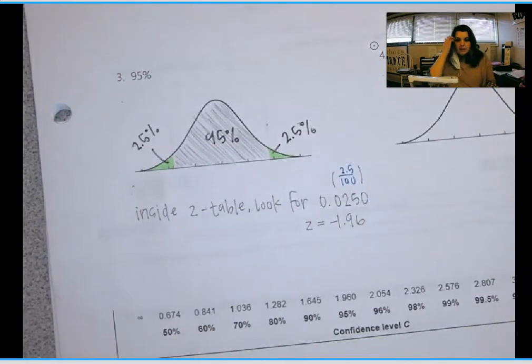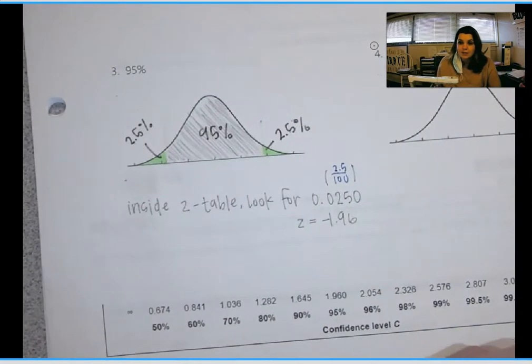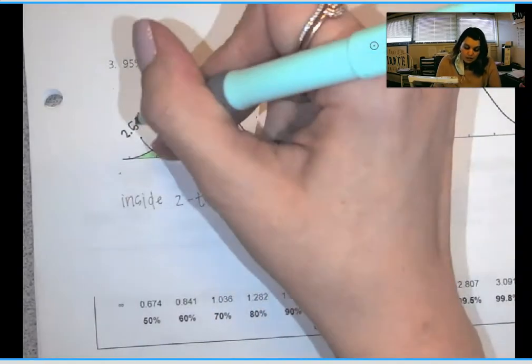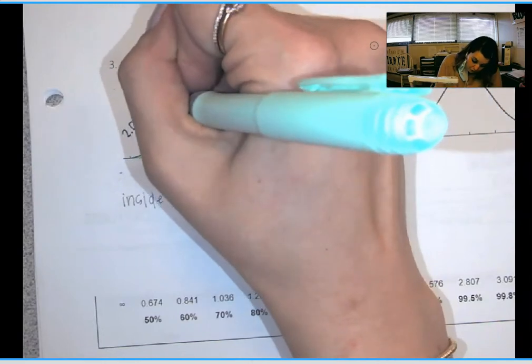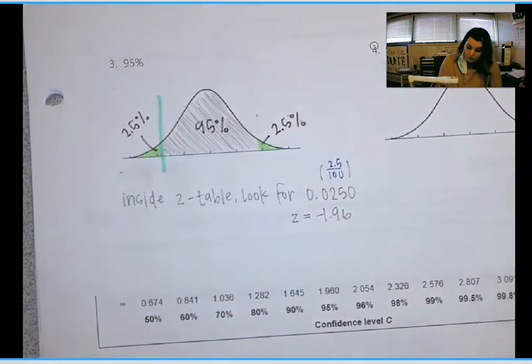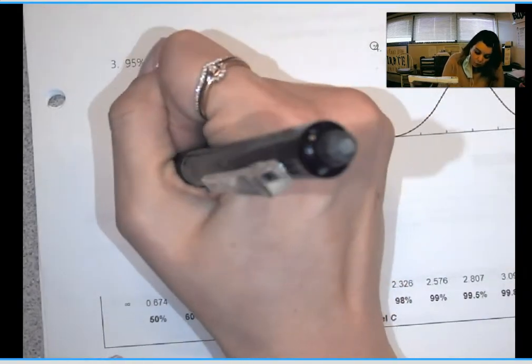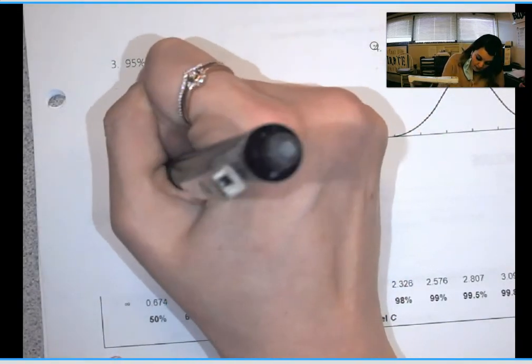Which ends up being very close to 2. So remember, the empirical rule is a very good estimate for these probabilities, but they're just an estimate. The empirical rule says 95% of our data is within 2 standard deviations, but the true z-score is negative 1.96.